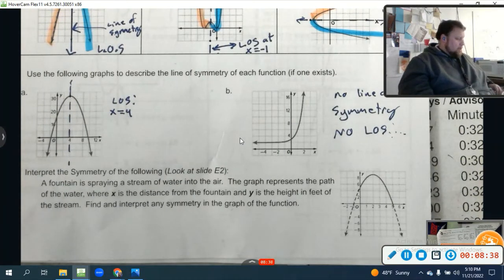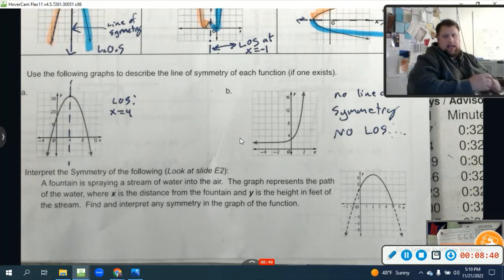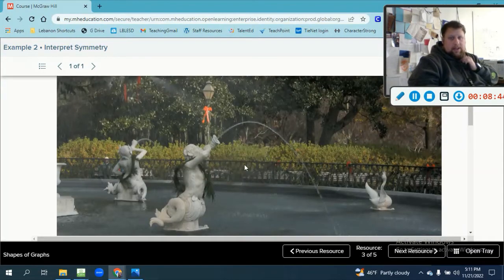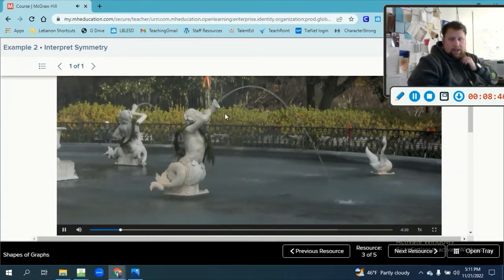Now we're going to take a minute. We're going to look at a slide. So there we go. Let's take a look at this fountain. Does everybody see that fountain? See how it's starting up here and it's making a nice little parabola going down right there.